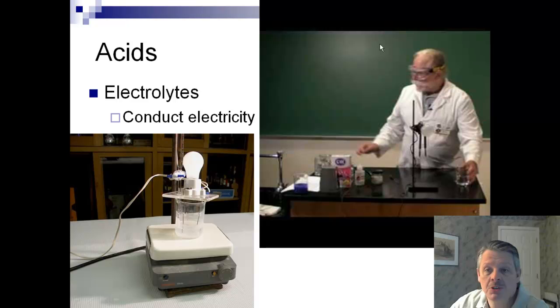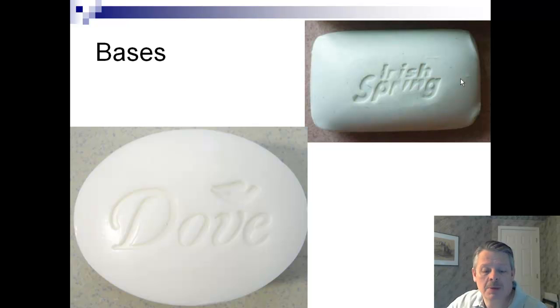If you remember this gentleman over here who did a demonstration for you with the difference between a strong electrolyte and a weak electrolyte. And acids are electrolytes, and depending upon whether they are strong or weak, the strong ones conduct electricity really well, and the weak ones only conduct it a little bit.